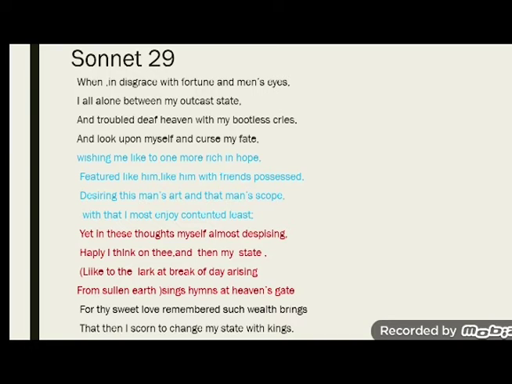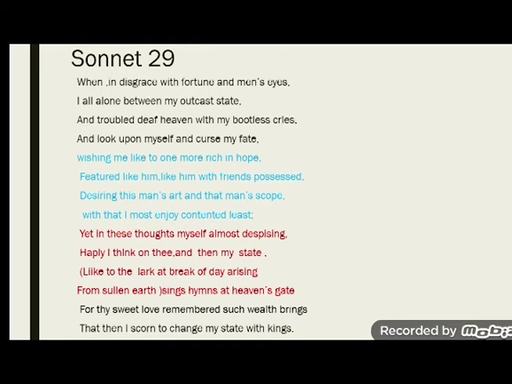I knock at the door of heaven, but heaven is not ready to hear my complaints. I have worries. I complain to God, but God turns his ears away from my complaint. I cried, my cries are useless. Why doesn't God listen to my cries? I look upon myself and curse my fate. This is the first stanza. Shall we move on to the second stanza?